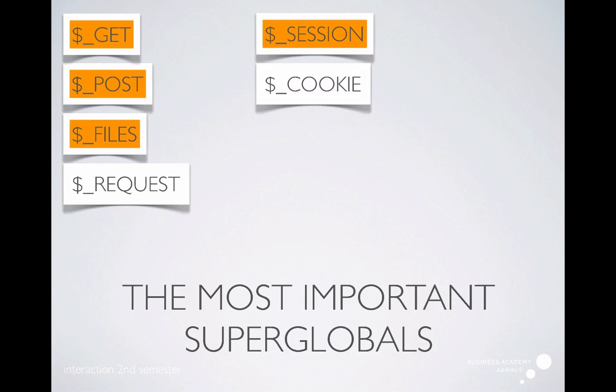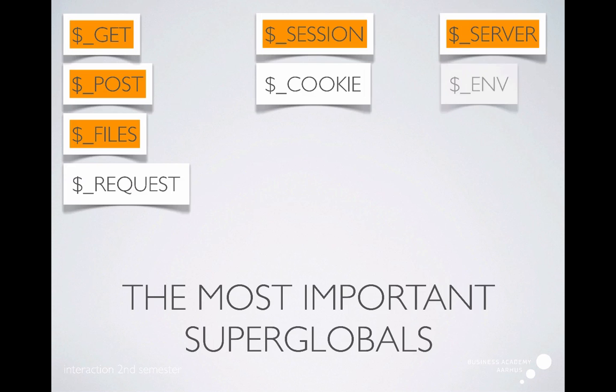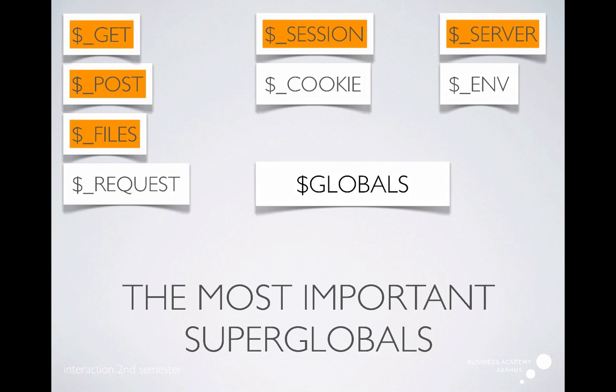Cookie, perhaps you will use cookie sometimes. Server, you will use that in some cases. And environment, not that much. And globals, not that much, because you will know which superglobal to go into to find what you need. So it all sums up to 5 superglobals you should know by heart, and the rest you should know when to use them.